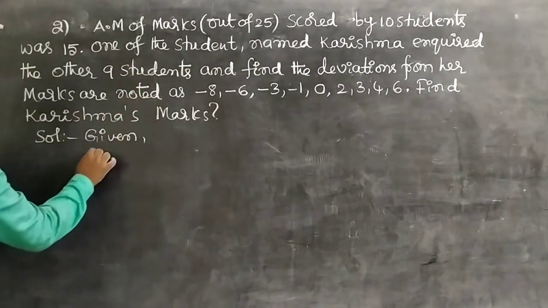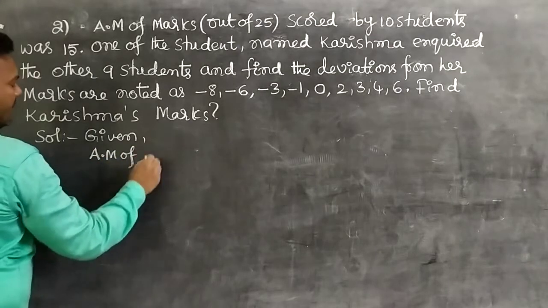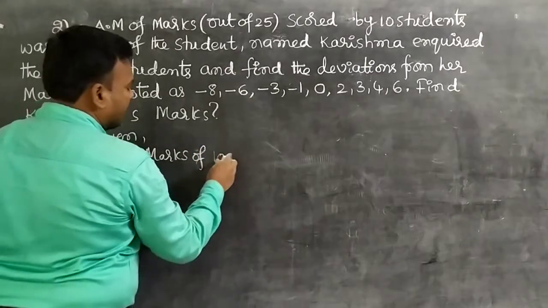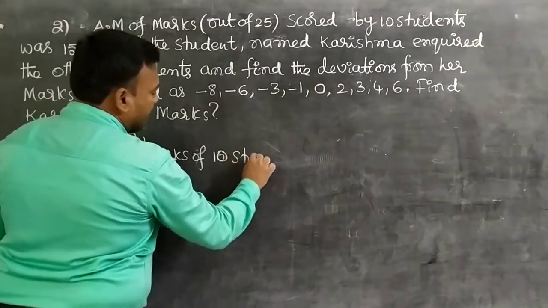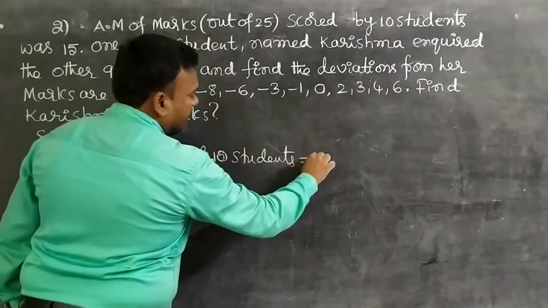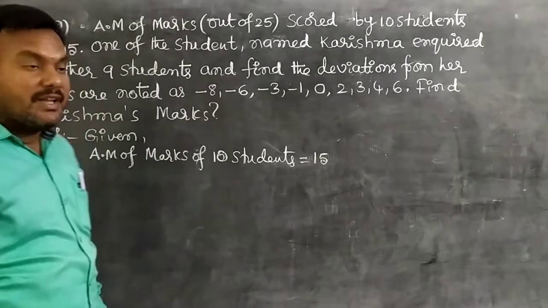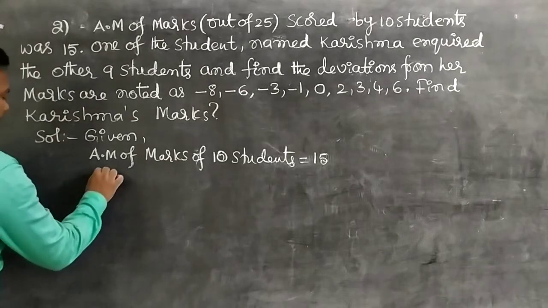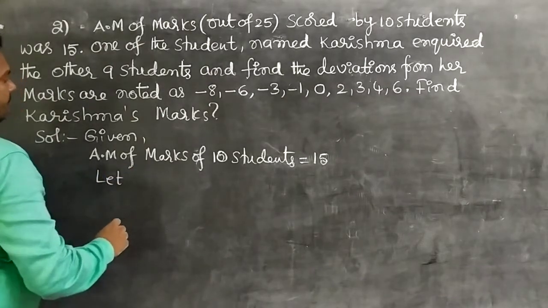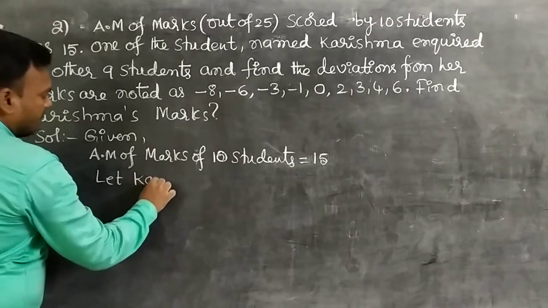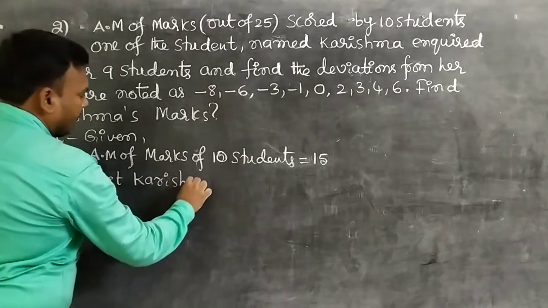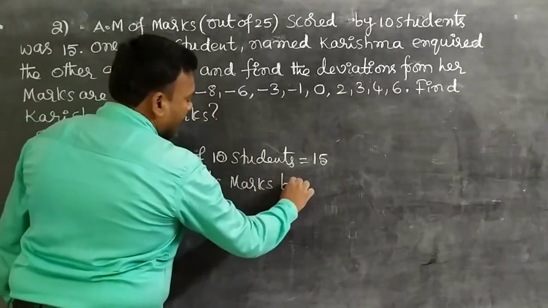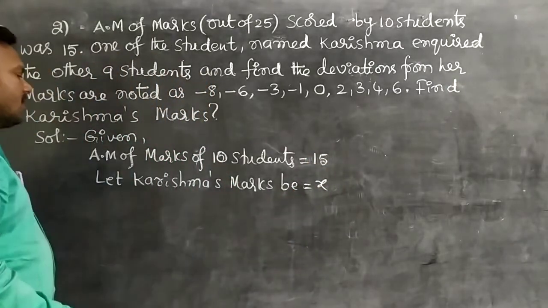Right, what they have given, observe. Arithmetic mean, the AM of marks of 10 students. How much is given? 15. Right. Next one, we find Karisma's marks, students. So let me consider, let Karisma's marks be equal to X. Karisma's marks be X.